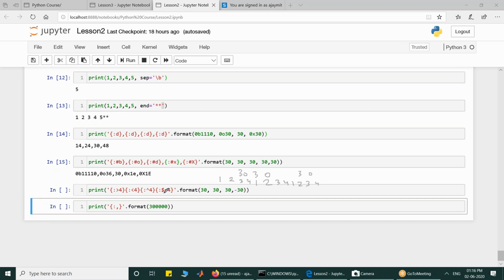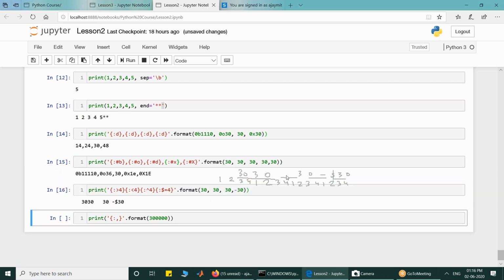Then I want 30 with dollar equal to as the sign, minus 30 is there. So there is a field of 4, and minus 30 is there. I want the dollar to come, so dollar will come here. The minus sign would be there, and the dollar will be there, then minus 30. So the answer is 30, 30, then a few spaces, and then 30, and then dollar minus and 30. If I execute this, we are going to get this output.